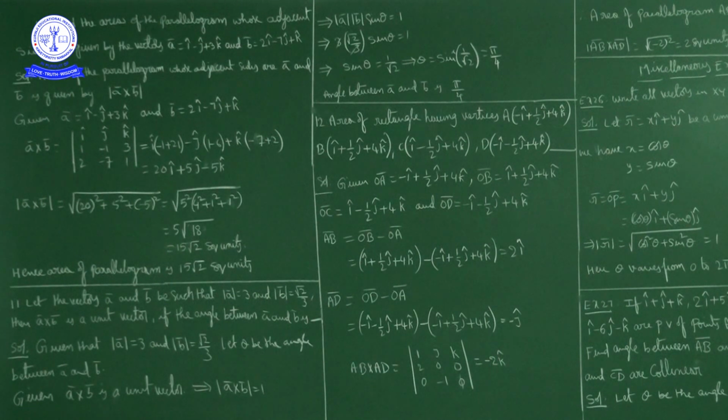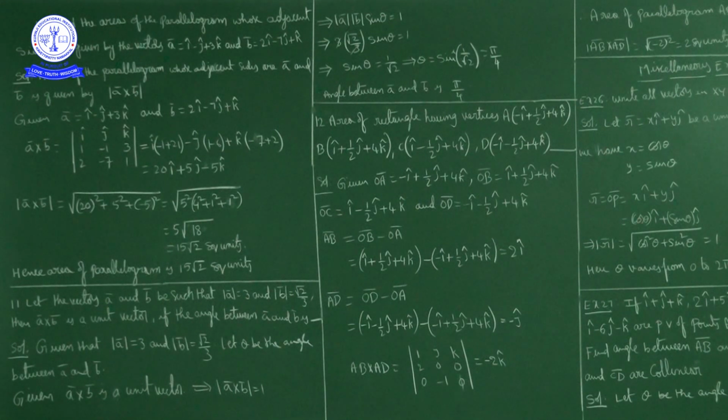Okay. After this, calculate AB bar cross AD bar. So what we have? I cap, j cap, k cap. Here AB bar is how much? 2I cap is nothing but 2 0 0. AD bar is how much? Minus j is nothing but I component 0, k component 0. So 0 minus 1 0.